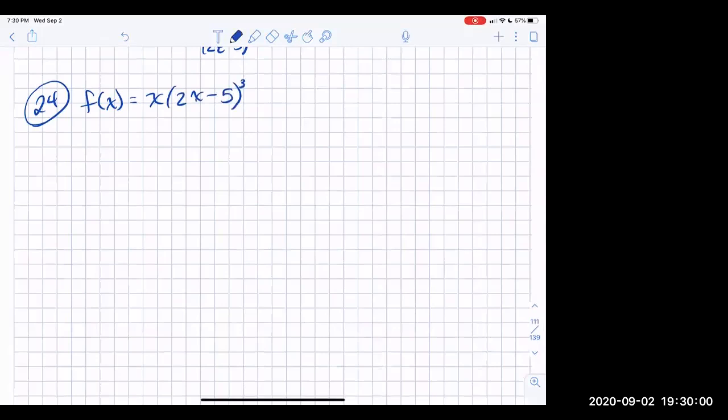Okay, what do we see going on here? It's a little bit more fun than that. There's 3 functions. There's not just 2 functions. What's happening with some of the functions? They're being multiplied together. Yes, which means I have to do what? The product rule. Bingo, product rule.